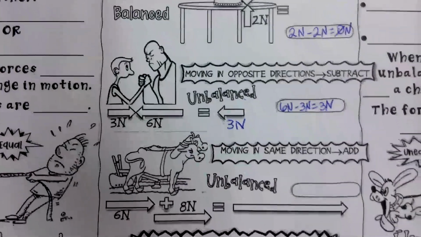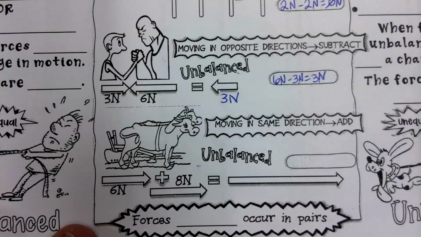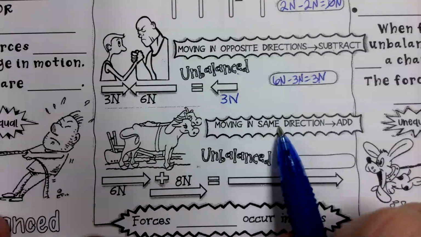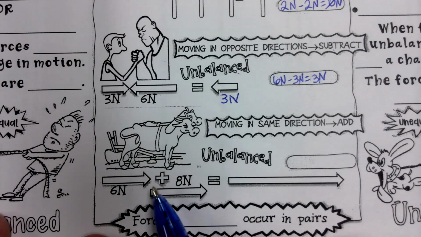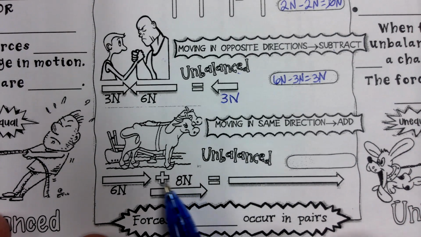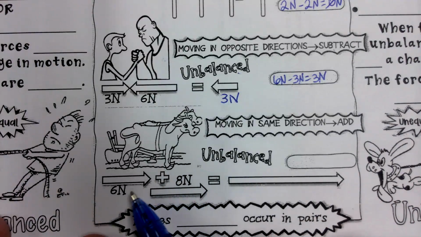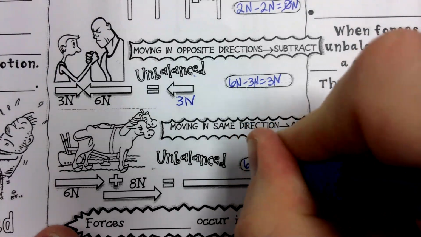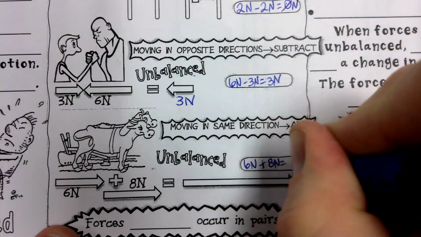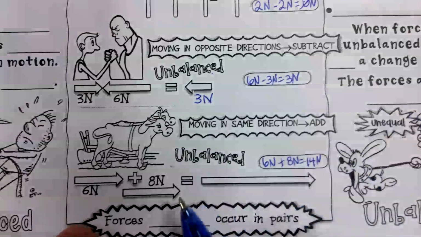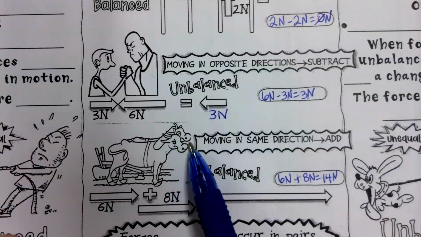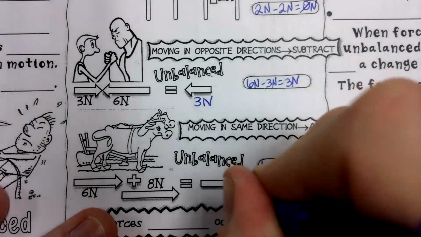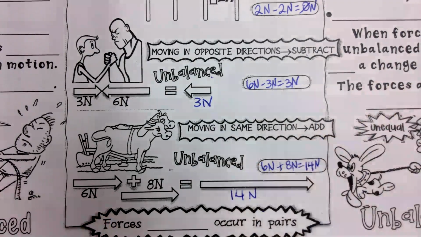Now, a different scenario is this. What if we have forces acting together? If they're moving in the same direction, in other words, the arrows are either pointing all to the right, like in this scenario, or all to the left, or all up, or all down, then we take these two numbers and add them together. So 6 newtons plus 8 newtons equals 14 newtons. That means there's a combined force of these two animals pulling that cart with 14 newtons. And that's all I need you to write right here: 14 newtons.